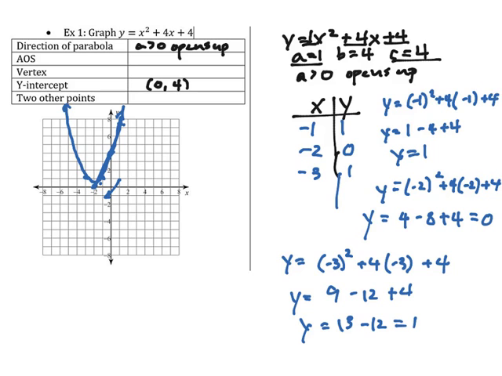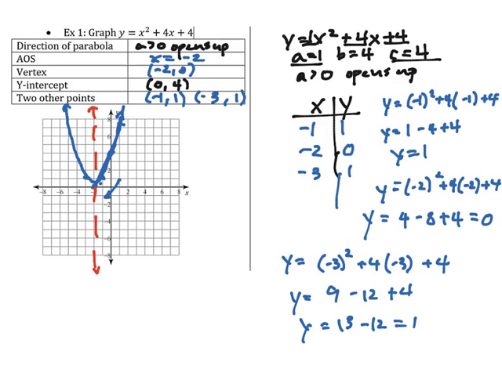Our vertex is going to be negative 2, 0. Our two other points could be negative 1, 1, and negative 3, 1, or it can be our y-intercept even. The axis of symmetry is x equals negative 2, and let's go ahead and draw that axis of symmetry. Just like that.